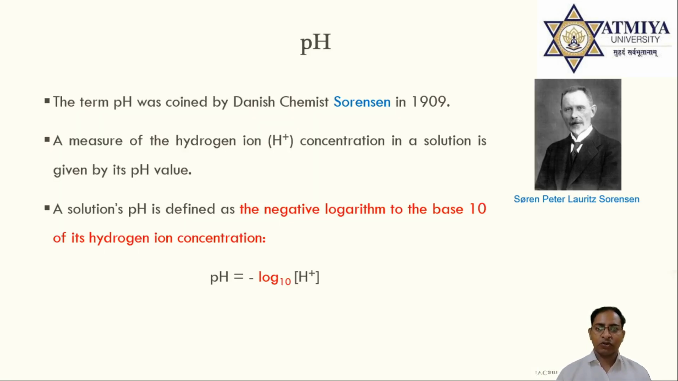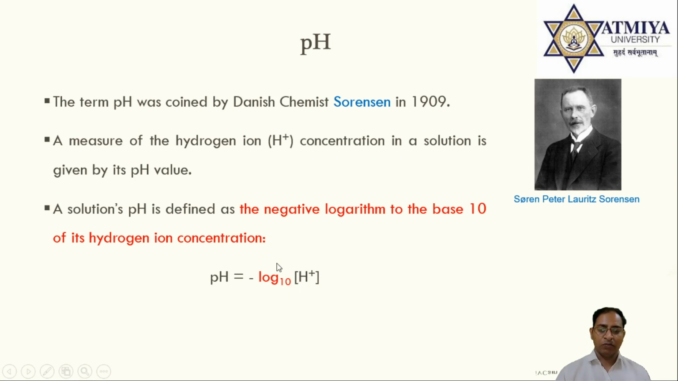The term pH was given by the Danish chemist Sorensen in 1909, and the measure of the hydrogen ion concentration in a solution is given by its pH value. As far as pH is concerned, its definition is the negative logarithm to the base 10 of its hydrogen ion concentration. Means the formula is pH equals minus log to the base 10 of hydrogen ion concentration.